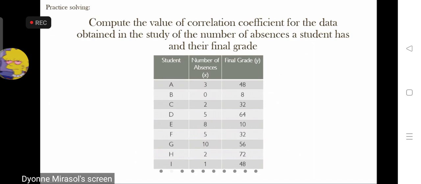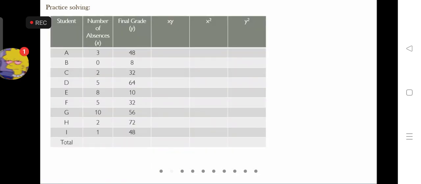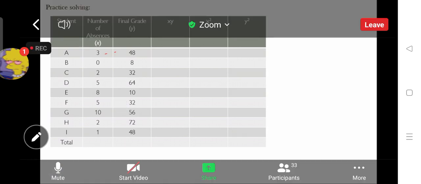Sige, let's practice solving this one. Compute the value of correlation coefficients for the data obtained in the study of the number of absences a student has and their final grade. So again, let's fill in our table. X times y, pila man? One four four, miss.